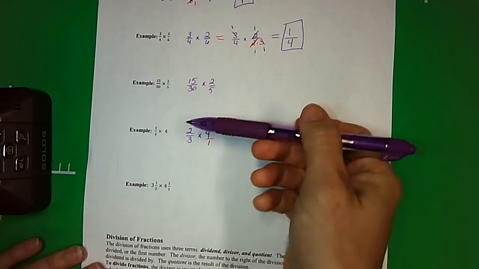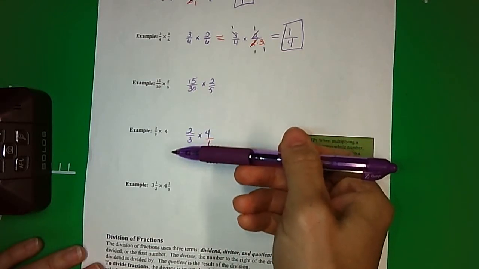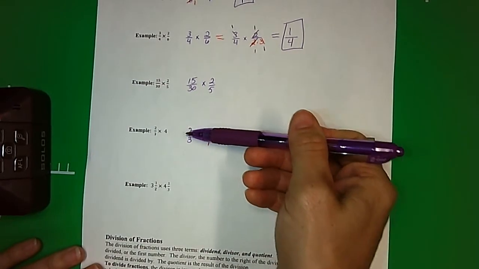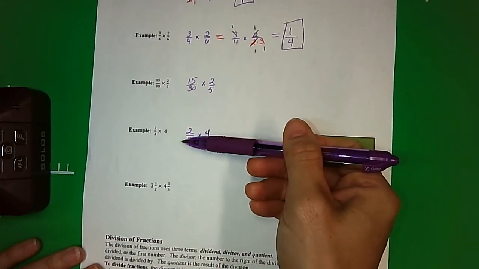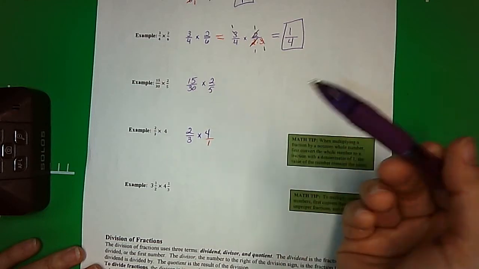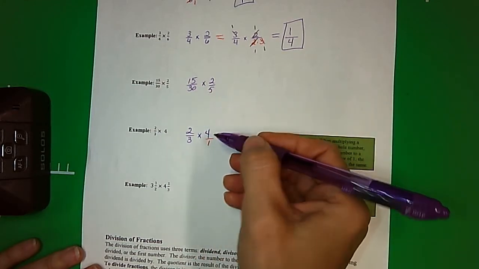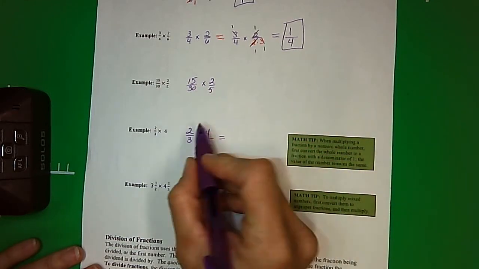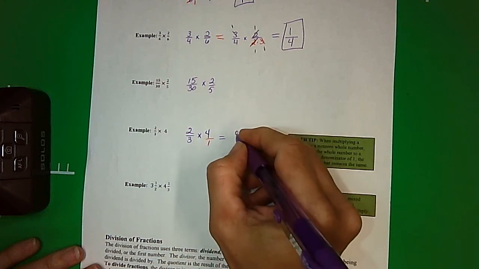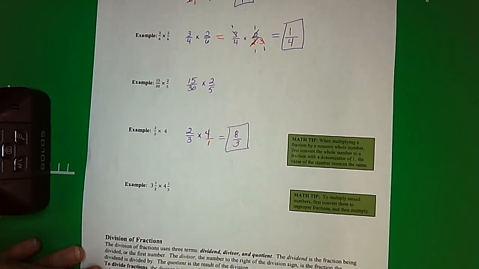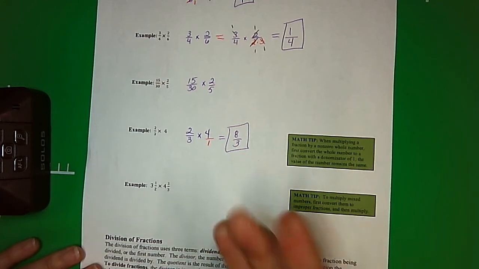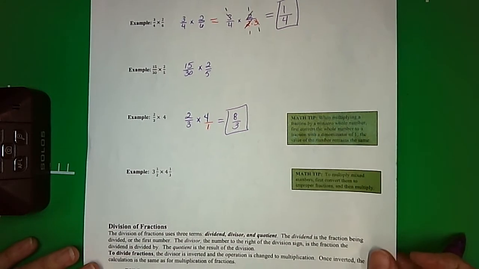I look at what numbers on top reduce with whatever numbers on bottom, and I don't see anything. I've got 2s up here on top, 2 times 2. I have 3 times 1, and 3 is prime, so I can't. There's nothing there to reduce. So I'm going to go ahead and multiply straight across. 2 times 4 is 8. 3 times 1 is 3. And I have an improper fraction. And if I want to convert that to a mixed number, I can.